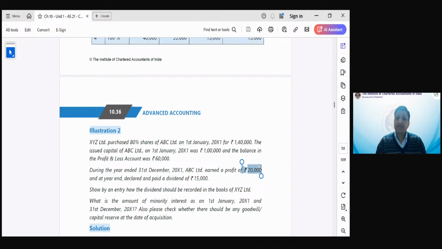So let's try to understand this. Okay, great. So everyone is saying the acquisition has taken place on 1st of January X1. And what is the reporting year? What is the balance sheet date? Can you tell me? Larry says 31st December. So if you have earned any profit starting from 1st of January X1 up to 31st of December X1, will you call it post acquisition profit or pre acquisition profit or mixture?